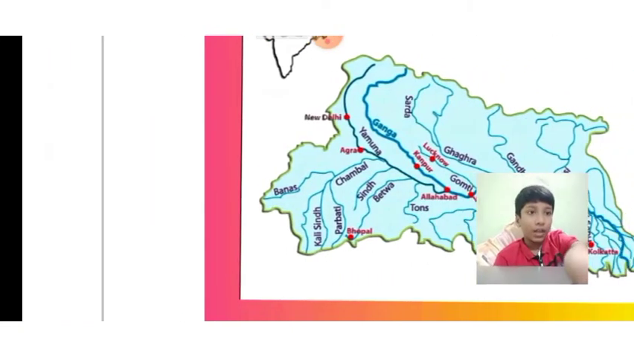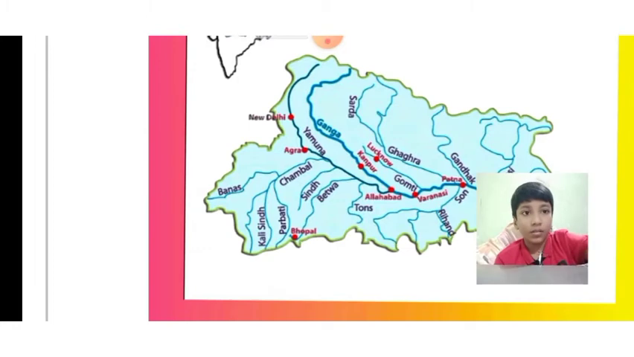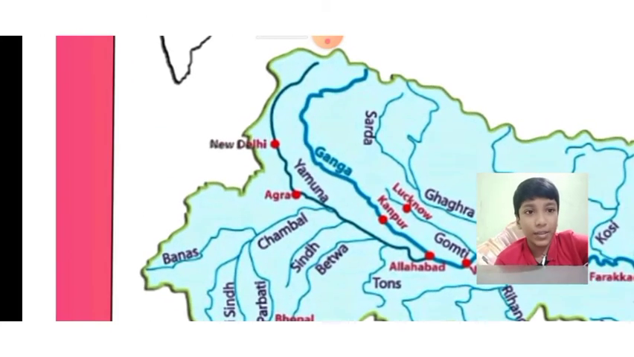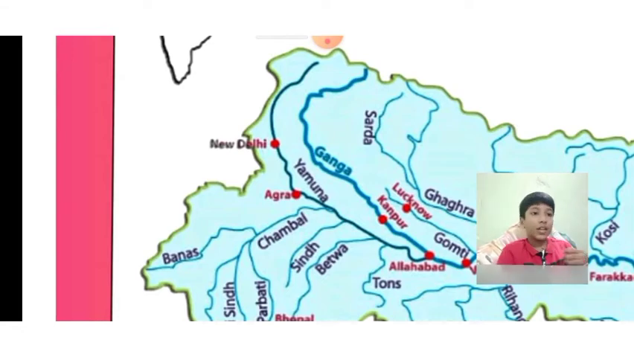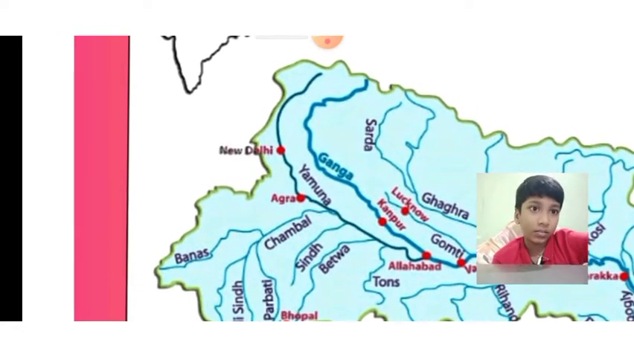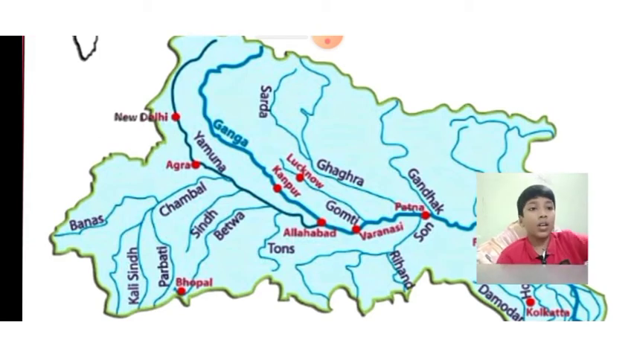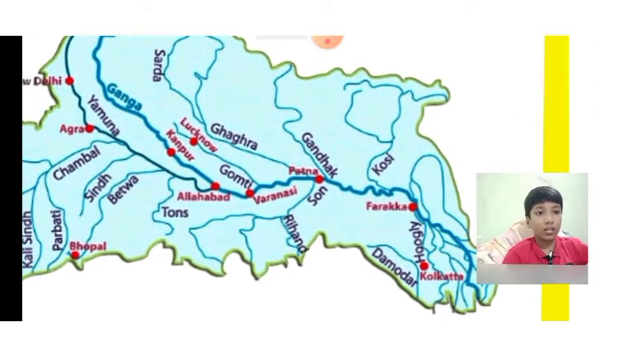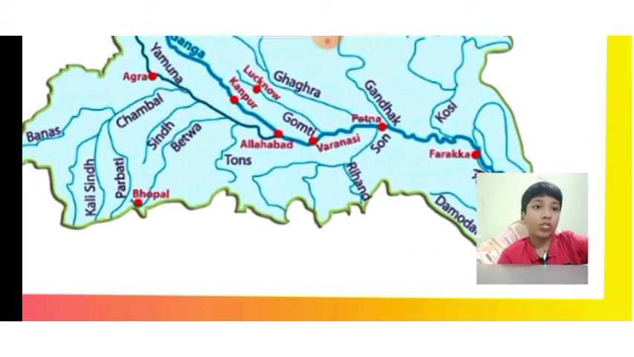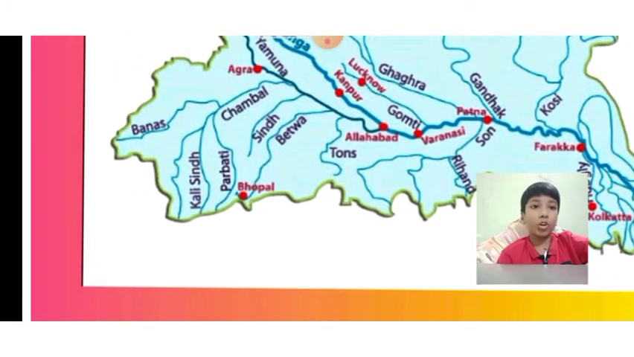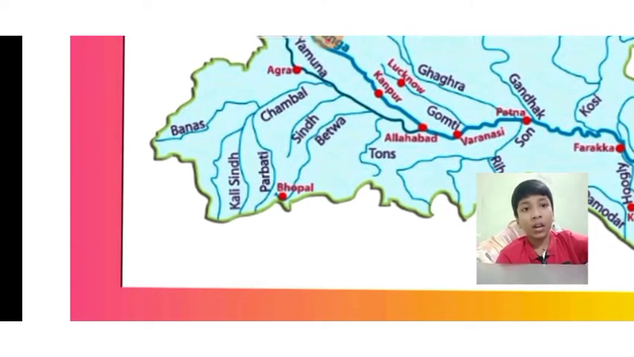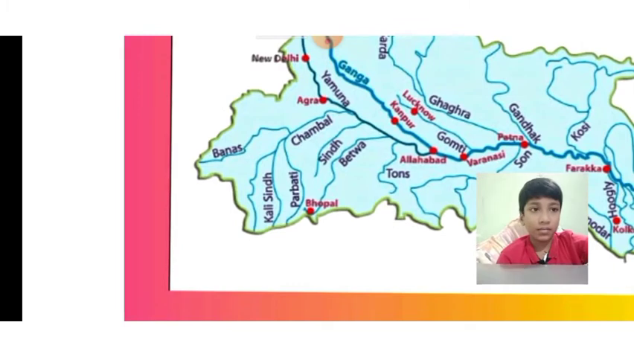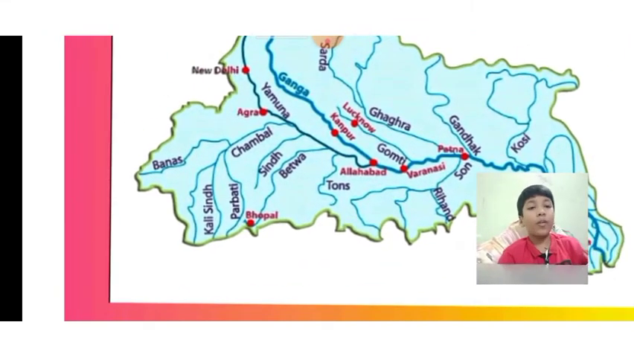Now we will see the river and its tributaries. First, the main tributary is Yamuna. Now we will see the tributaries, that is Sada, Gagra, Kandak, Kosi, Hooghly, Son, Rihand, Tons, Betwa, Chambal, Sindh, Parbati, Kali Sindh, Banas are important tributaries of Ganga.